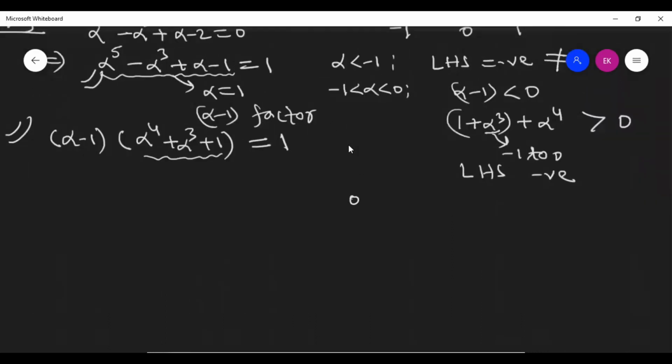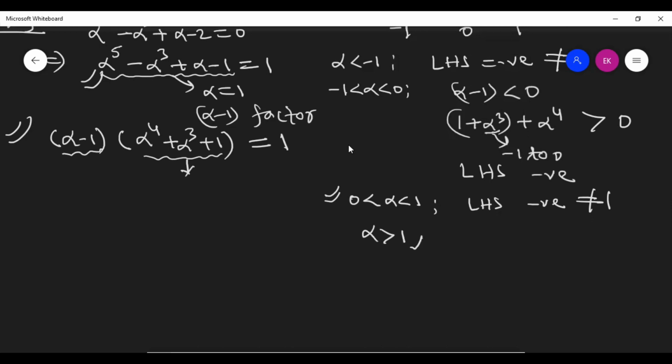So the third case is alpha in between 0 and 1. Here, this expression is positive, no doubt, and this is negative for this interval. Again, the LHS is negative. So negative cannot be equal to 1. It means this will not have any real solution in between 0 and 1. So now we are left with one case only, and that is alpha greater than 1.